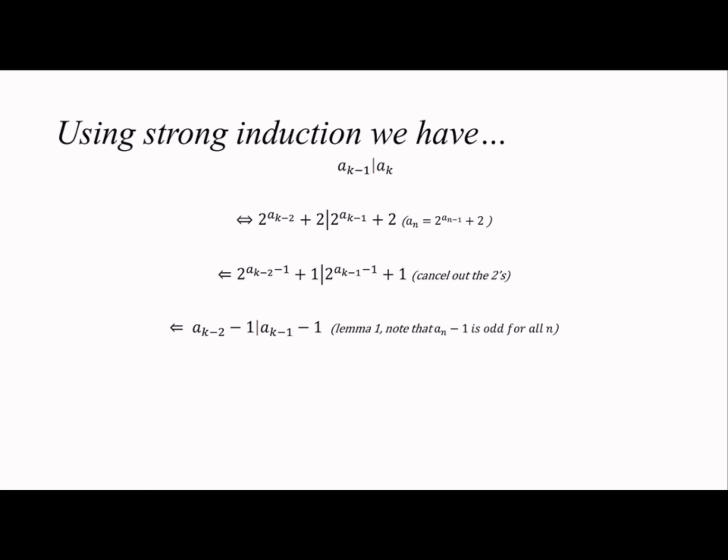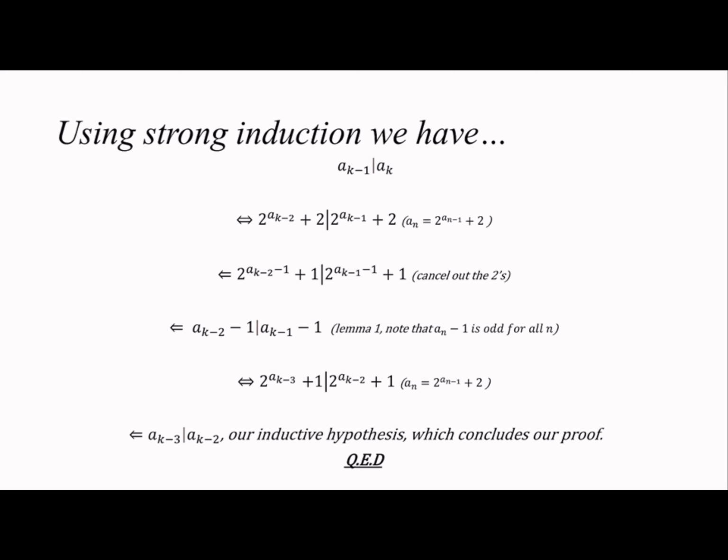And since a_n minus 1 is odd for all n, we can notice that we can actually use lemma 1 successfully. So this is equivalent to applying the formula again. We will have 2 to the power a_{k-3} plus 1 dividing 2 to the power a_{k-2} plus 1. And here, notice that a_n equals 2 to the power a_{n-1} plus 2. And this will be equivalent to our inductive hypothesis, which is a_{k-3} dividing a_{k-2}, because they are both odd numbers, so we can apply lemma 1 again. So it concludes our proof, because the inductive hypothesis can lead to a_{k-1} divides a_k. And our proof is complete.